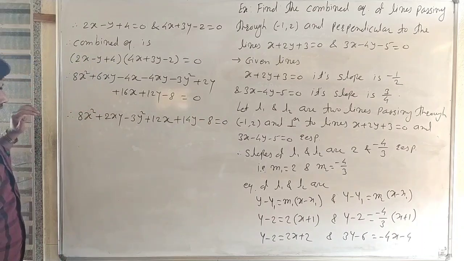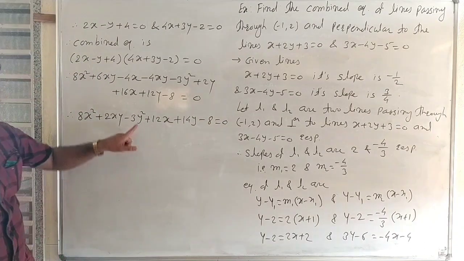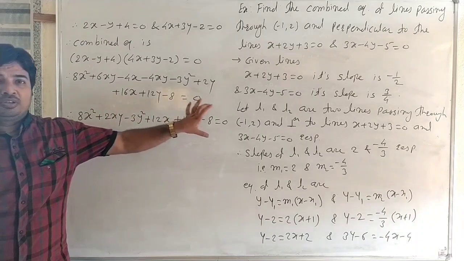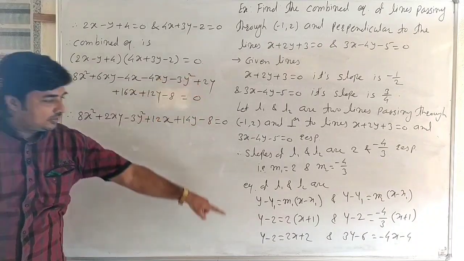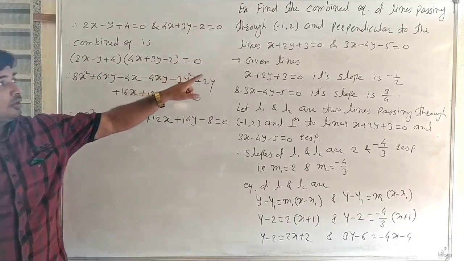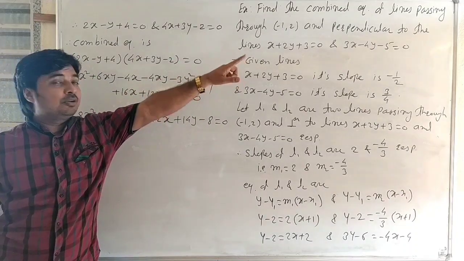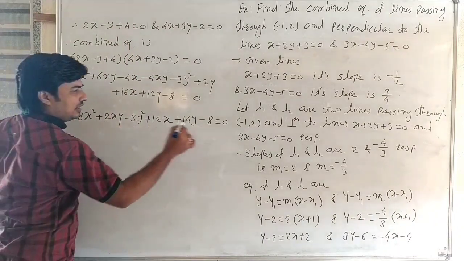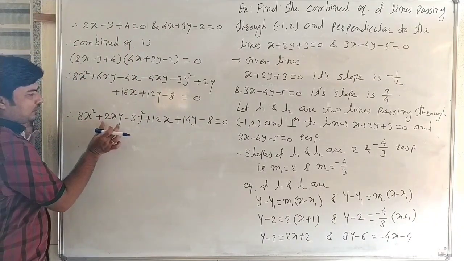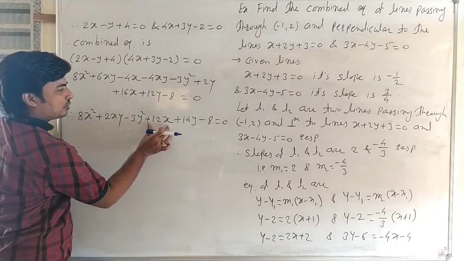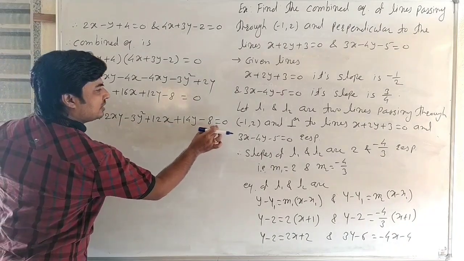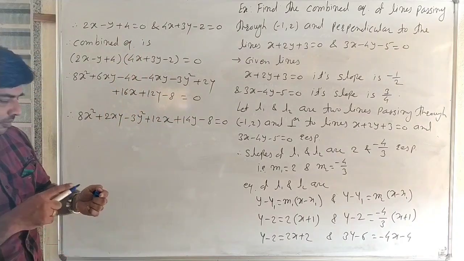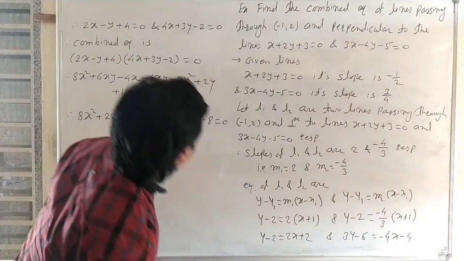Therefore, it is a second degree equation. It is the combined equation of two lines passing through (-1, 2) and perpendicular to the given lines. It is the general second degree equation ax square plus 2hxy plus by square plus 2gx plus 2fy plus c equals 0, which is the combined equation of any two lines. Okay, now next.